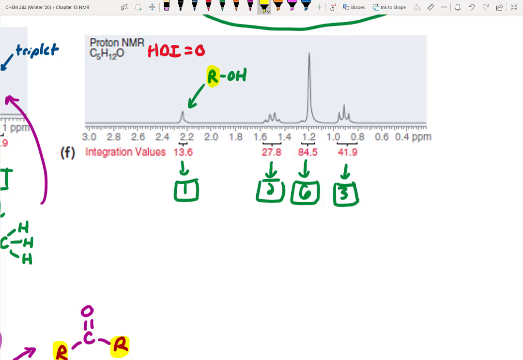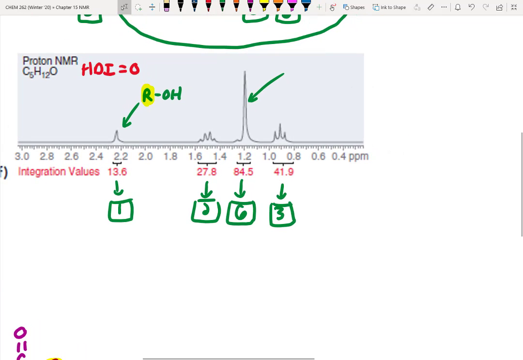Other singlet. Yeah, okay, so you're saying what about this one? That's a good one. So let's take a look at this one. Over here we've got integration of 6. What do you think that could be due to? So 6 protons, where could they come from? 2 methyls? Okay. Right? So that could work.